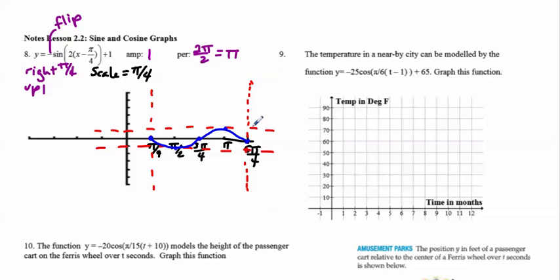Okay, we're going to graph a couple real-world applications next. This equation looks kind of crazy, but we're going to make it work. You can see the plus 65 moves the whole equation up 65. And then the minus 1 moves the whole thing right 1. So I'm going to start with my midline at 65. And the whole thing starts right 1, so it's going to start over here.